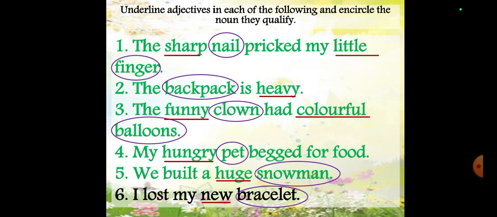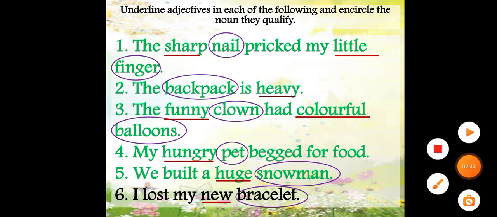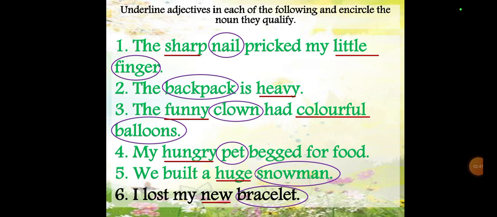My hungry pet begged for food. Here hungry is an adjective that tells how the pet is, and pet is the noun because it tells who we are talking about. We built a huge snowman. Here huge is an adjective that tells how the snowman is, and snowman is the noun that tells who we are talking about.